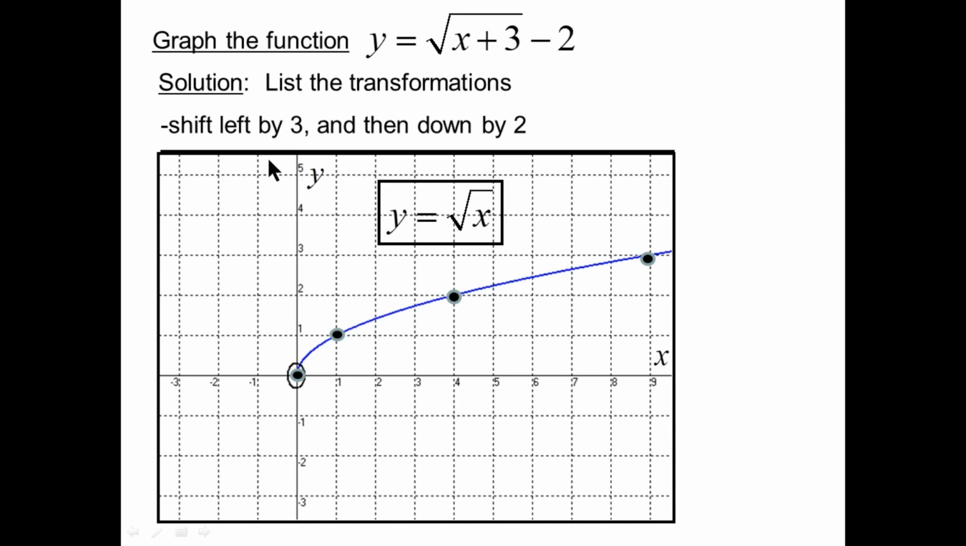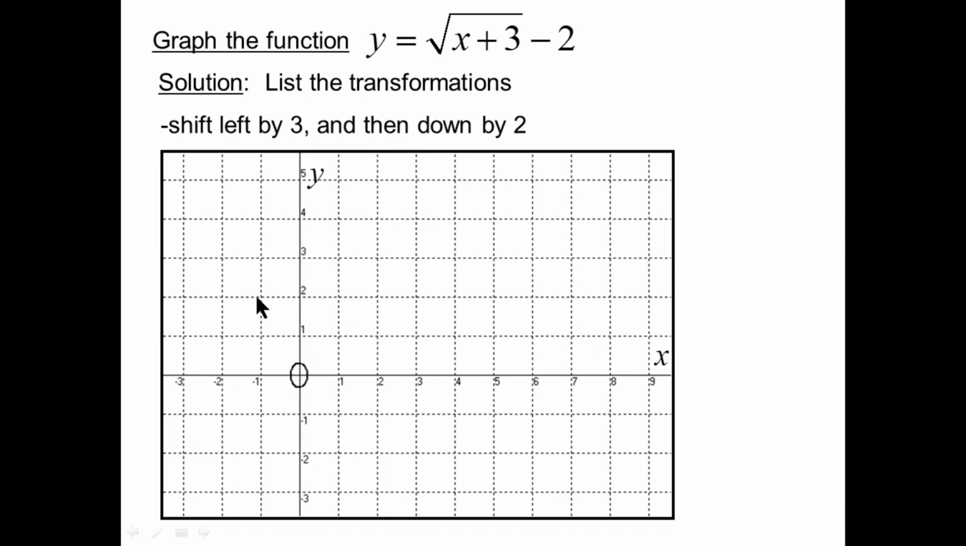And to this parent, we intend to shift it left 3 and down 2. So we could take each point and shift it left 3, down 2. Take that point, shift it left 3, down 2. But another approach is to say, this is half of a parabola that opens to the right, and there's its vertex. Why don't we just take the vertex and shift it left 3, down 2? Okay, let's take that approach. That will be our vertex, because it's the original vertex at the origin, shifted left 3, down 2.